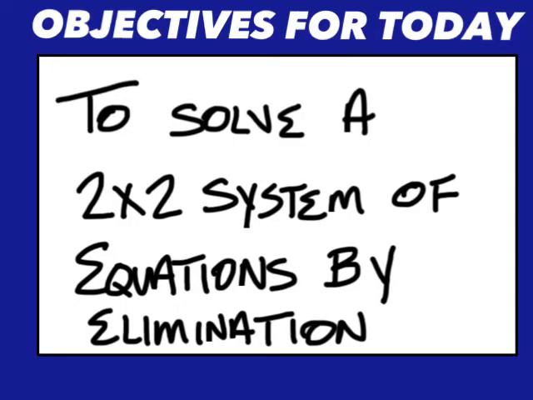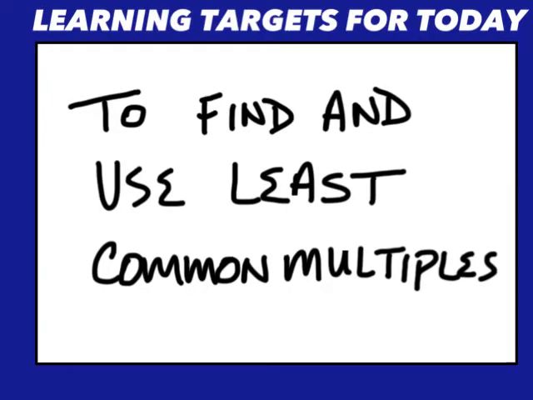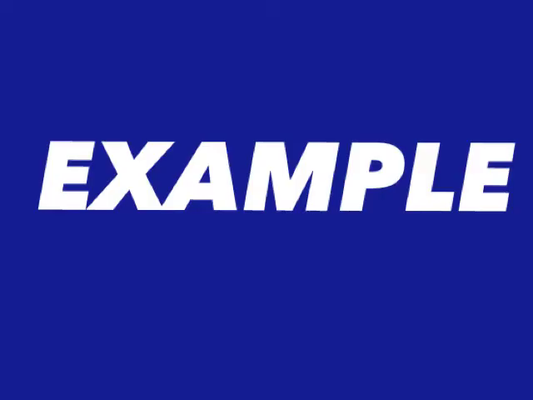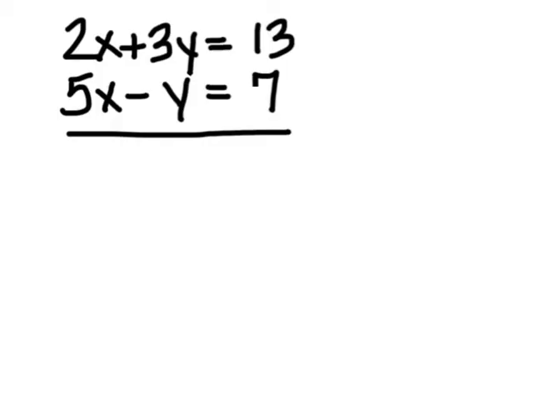Objectives for today: to solve a 2x2 system of equations by elimination, and the targets are to find and use least common multiples. Example number 1. 2x plus 3y equals 13, and 5x minus y equals 7.